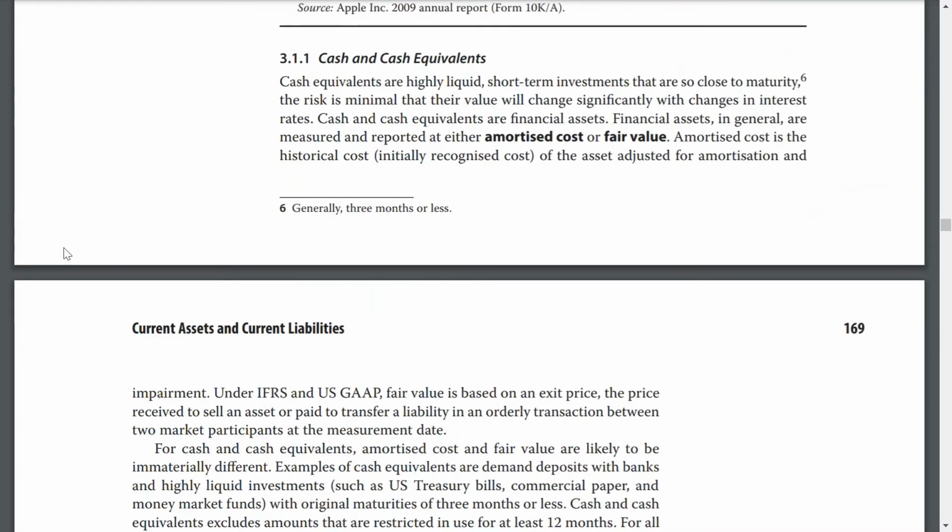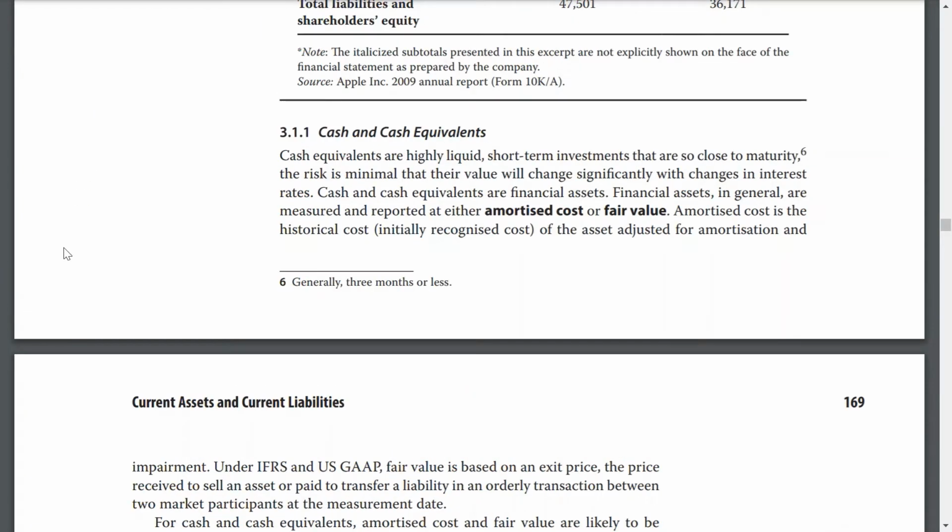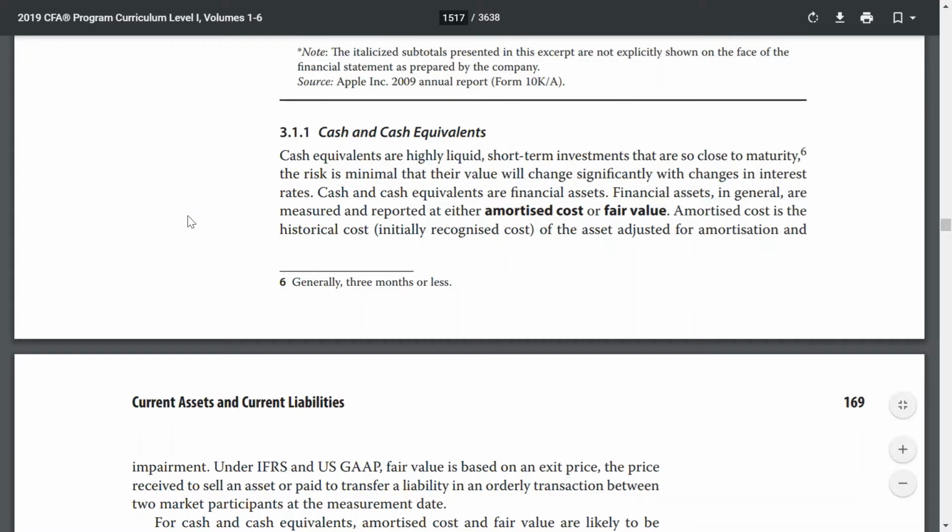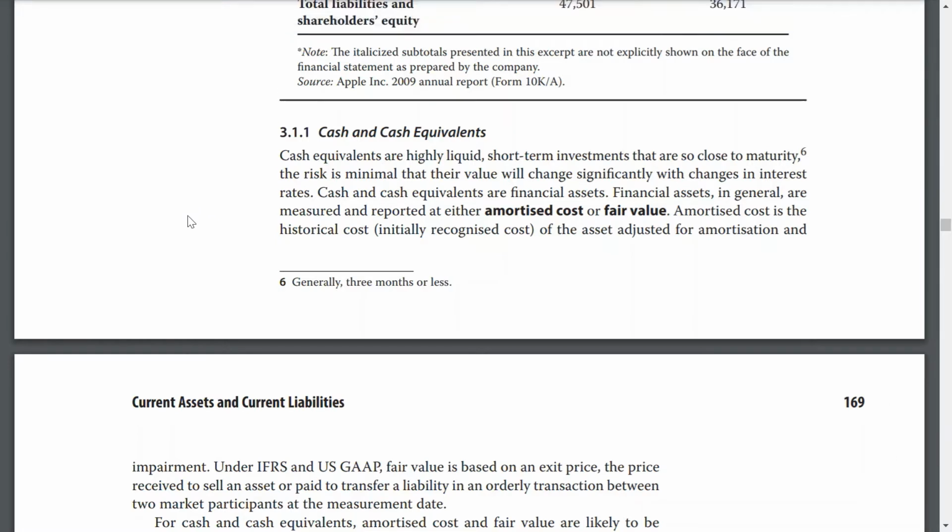Cash and cash equivalents. Cash equivalents are highly liquid short-term investments that are close to maturity. The risk is minimal that the value will change significantly due to changes in interest rates. Cash and cash equivalents are financial assets. Financial assets in general are measured and reported either at amortized cost or fair value. Amortized cost is the historical cost of the asset adjusted for amortization and impairment.